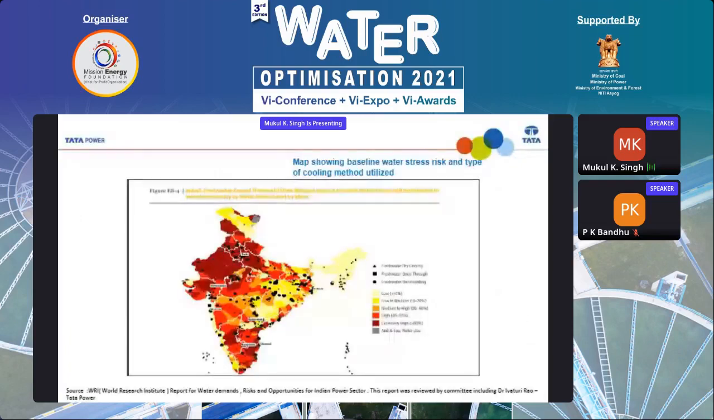This is a map showing the thermal power plants based on the type of cooling method used and the water stress areas of India. And we see many thermal power plants are in water stress areas. Once-through cooling is being adopted in many thermal power plants in water stress areas also, in the dark brown areas.